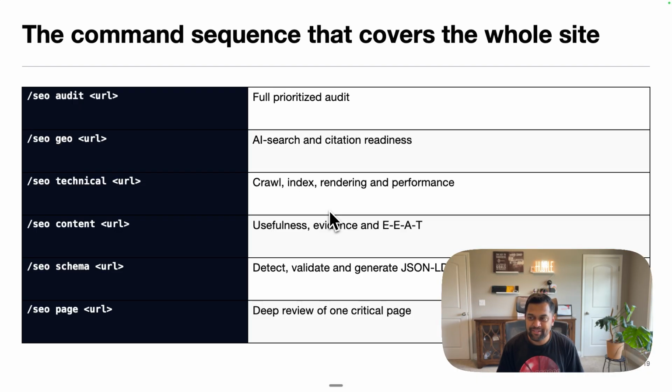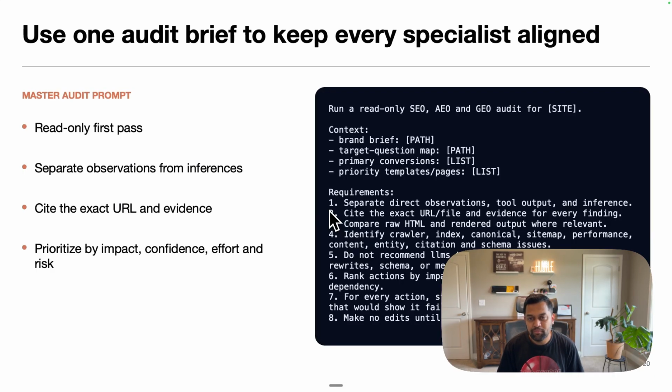So a couple of commands that you can use. You can use the SEO audit command, you can use the SEO GEO command, and then your URL, which will tell you about AI search and citation readiness. So these are some examples of commands that you can use to see how you're progressing. So use one audit brief to keep every specialist aligned, right? So you can use these factors for your SEO game.